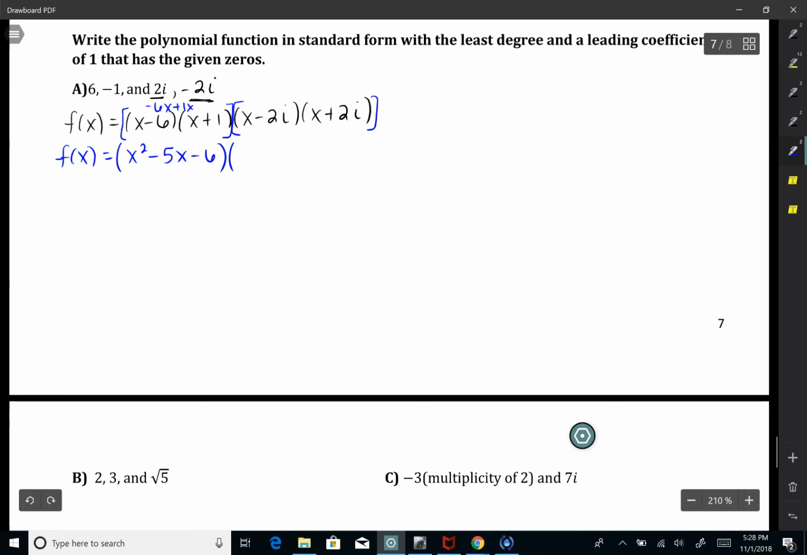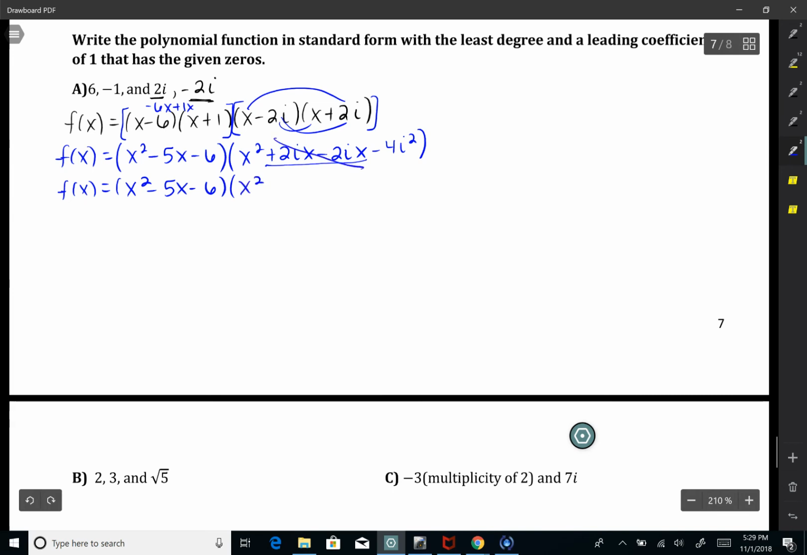Now, when I multiply x minus 2i times x plus 2i, I get x times x, x squared. X times 2i we write as plus 2ix. Negative 2i times x is negative 2ix. And finally, negative 2i times a positive 2i is a negative 4i squared. Okay, let's see if we can simplify any of this. I'm still going to write x squared minus 5x minus 6. But in my last set of parentheses, I have opposite terms here. My 2ix and negative 2ix actually cancel, so I have x squared.